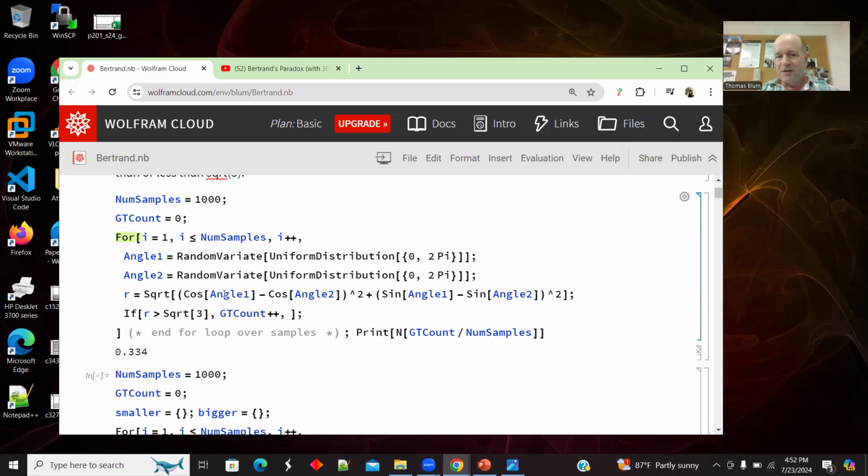But the x is the cosine. This is sort of x1 and x2, and this is y1 and y2. I took the difference of the x's and squared it and the difference of the y's and squared it, and then took the square root, so that should be the distance. Then if it was bigger than the square root of 3, I incremented my counter, and then I got my counter divided by the number of samples. I got the numerical value and printed it out.